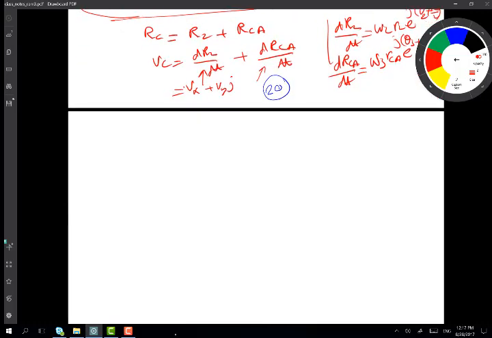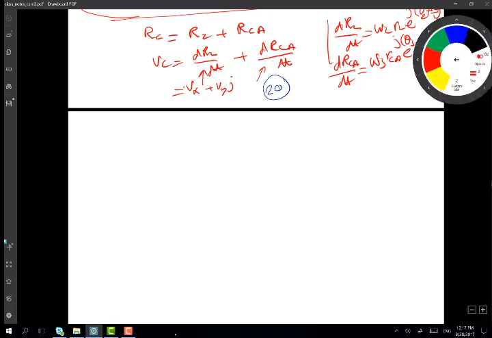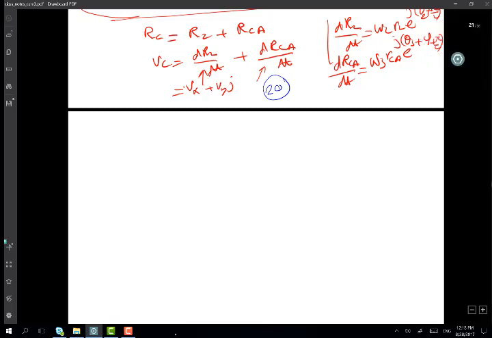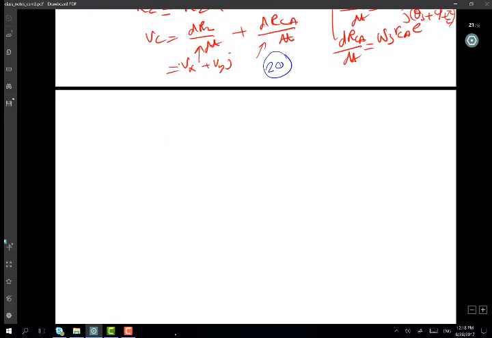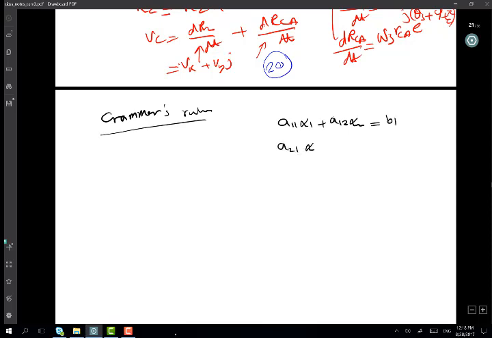Now, another thing I wanted to say was the way I used Cramer's rule, because I got some questions about that. Again, I'll just explain quickly how I used Cramer's rule in my analysis. Cramer's rule is simply if I have a11 multiplied by x1 plus a12 multiplied by x2, that's equal to b1. And here I have a21 multiplied by x1 plus a22 multiplied by x2 is equal to b2.